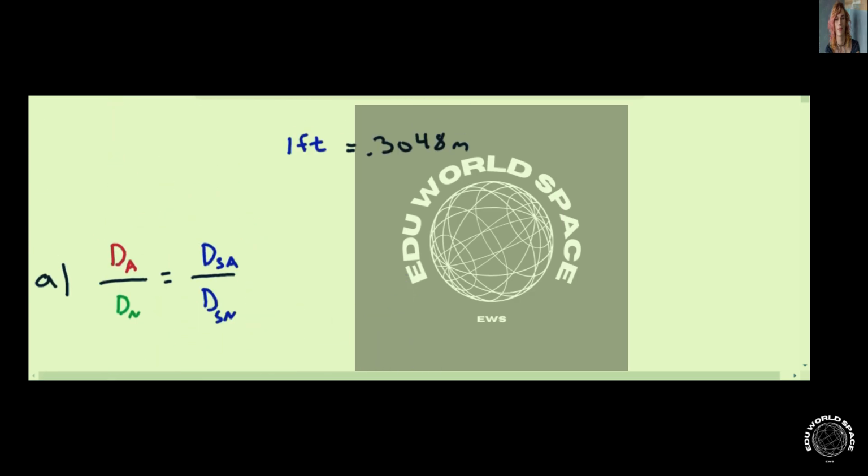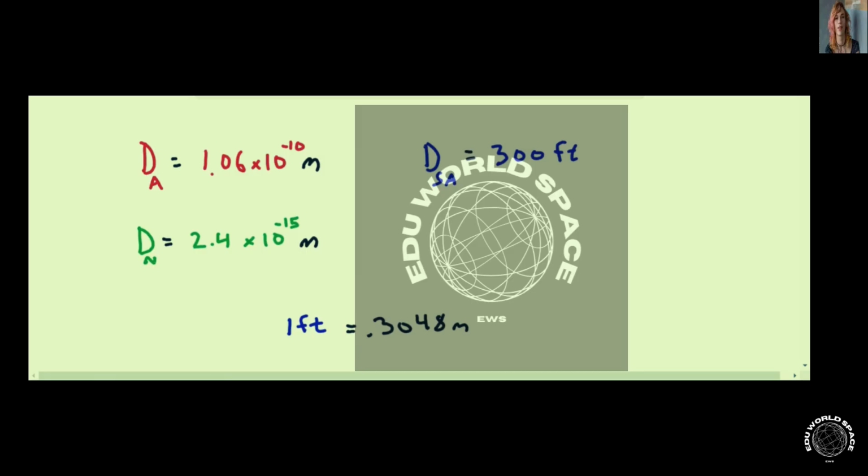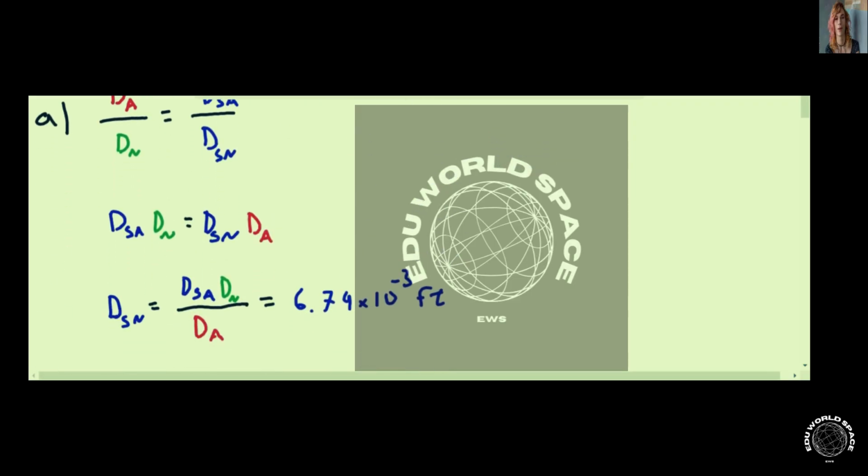It might seem a little bit small, considering we were working with 300 feet in the beginning. But if you look at it, it's actually pretty close because the diameter of the nucleus is 5 orders of magnitude less than that of the atom. So it's actually pretty accurate.